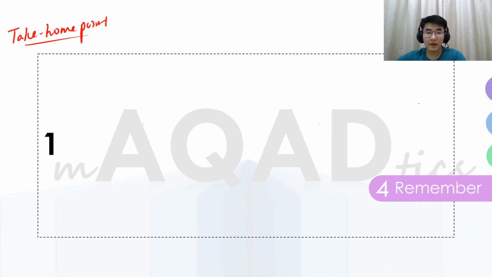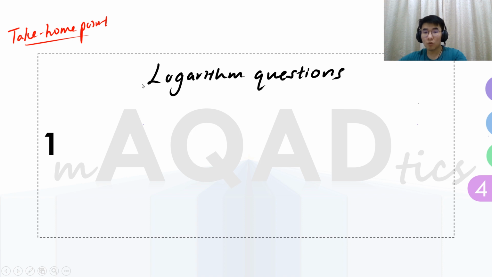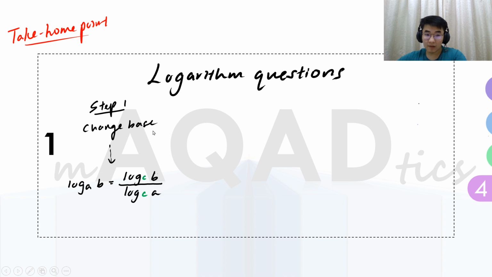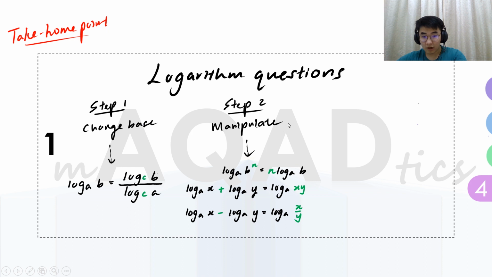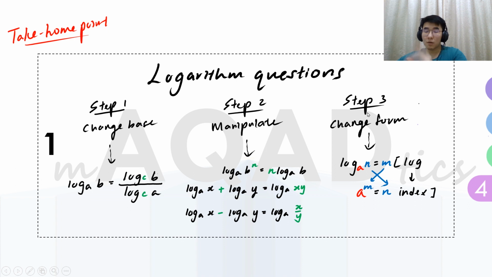Alright, so here's the take-home point for this video. So for logarithm questions in general, we actually have 3 steps. So the first step is to change the base, which is the changing shoe formula. And step 2 is to manipulate the logarithms to simplify and find the value. So we can use the mother and baby relationship formula and the making friends formulas. And step 3, this is actually optional depending on the question, but sometimes when we further simplify, we will get this form, which is the logarithm form, and we are stuck. So step 3 is to help us to change the form from log to index.